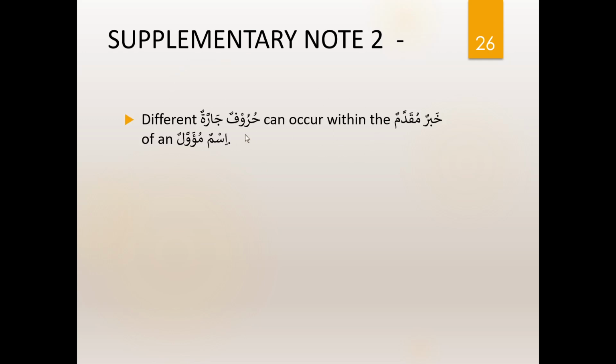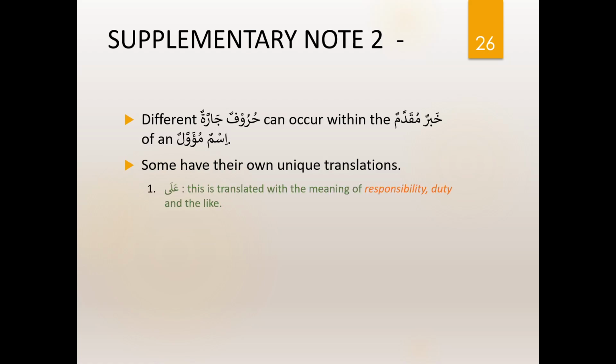There are different types of huruf jar that we can use with the haba muqaddam. Some have their own unique translations. This is where it gets a bit dodgy. Like ala, you can actually translate it with the meaning of responsibility and duty. Now, ala we always see as upon or onto, but there is this meaning of responsibility and duty. So the emphasis here is on responsibility.